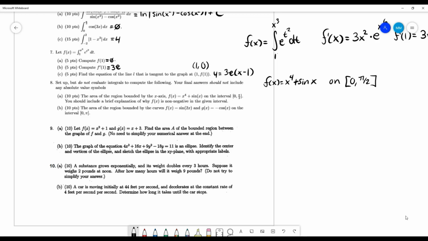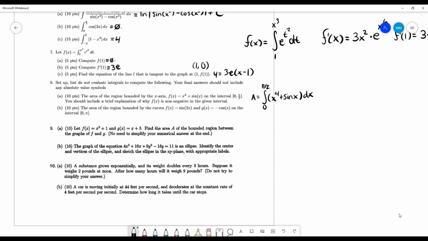Therefore, since that's non-negative, we can just do the integral. So the area is going to be the integral on those bounds. So it's going to be from 0 to pi over 2. And it's just going to be that, because it's bounded by the x-axis and it is non-negative the whole time. So it's just that function.